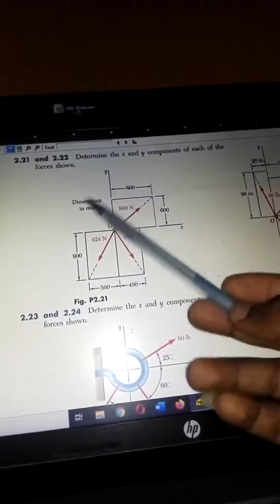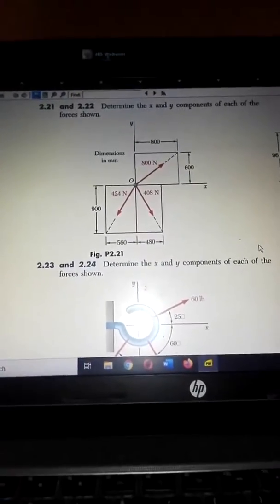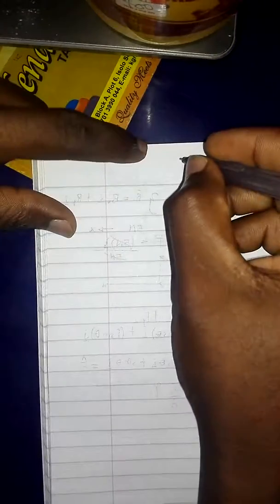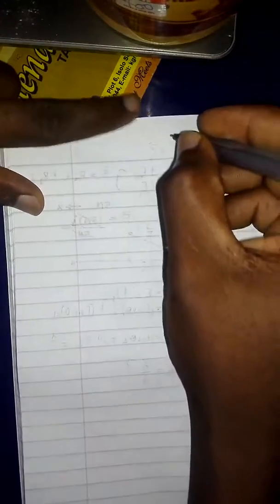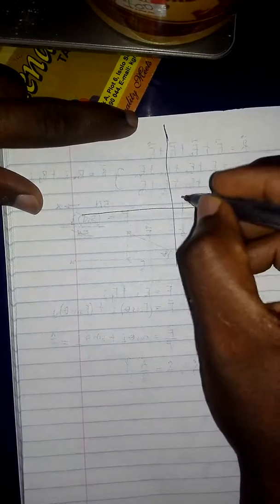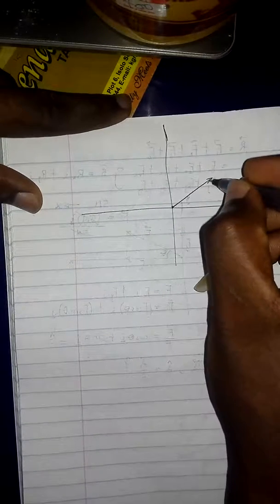You're told that the dimensions are in millimeter, but it doesn't really matter anyways, so far the dimensions are the same. Okay, all right, so we want to determine its x and y components. So let's quickly look at that. So we are told that we have this, so we have seen just now, we have something like this. This is the y-axis, this is the x-axis, and then we have a starting force of 800 Newton. This is the force of 800 Newton.